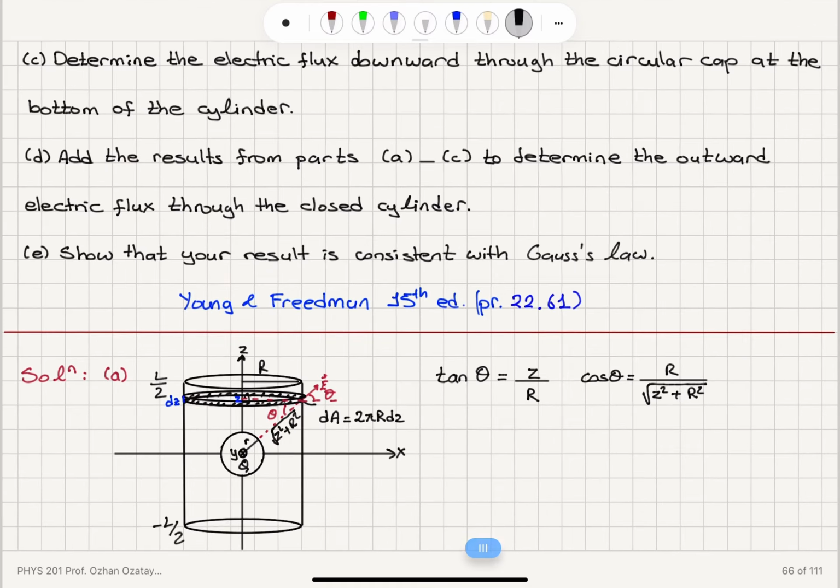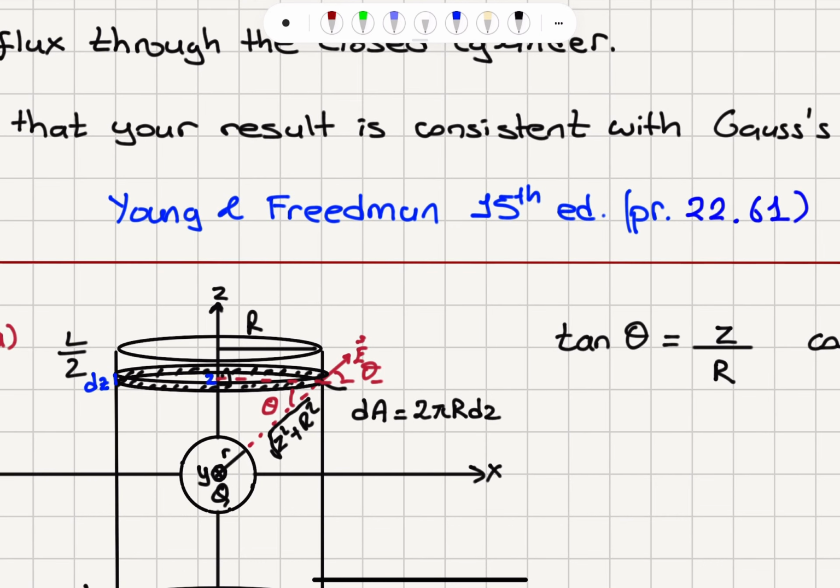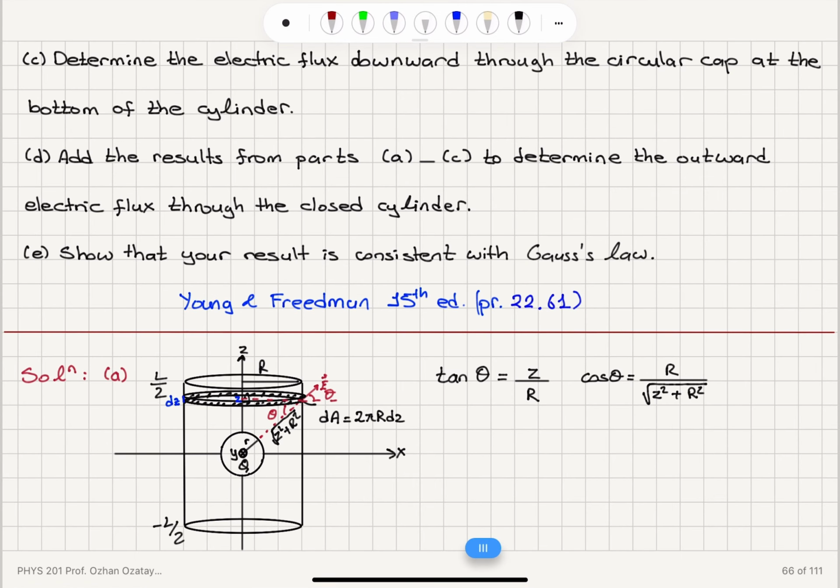And why do I need cosine theta? Because I want to calculate the electric flux. So I need the perpendicular component of the electric field, which will be E cosine theta. E sine theta is basically perpendicular to the area vector on the side of the cylinder, so it's not going to count for the flux calculation.